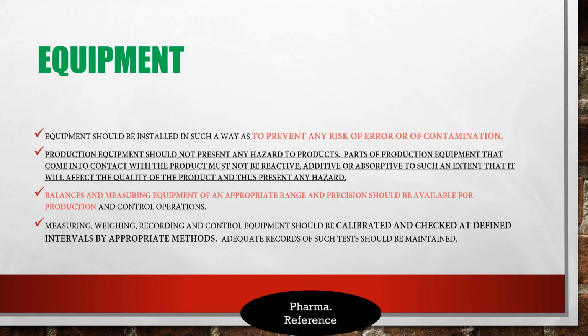Balances and measuring equipment of an appropriate range and precision should be available for production and control operations. Measuring, weighing, recording, and control equipment should be calibrated and checked at defined intervals by appropriate methods. Adequate records of such tests should be maintained.